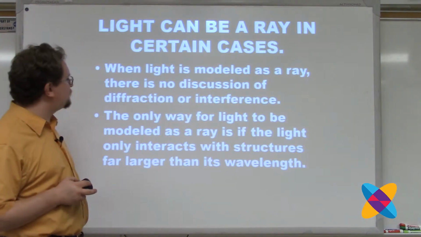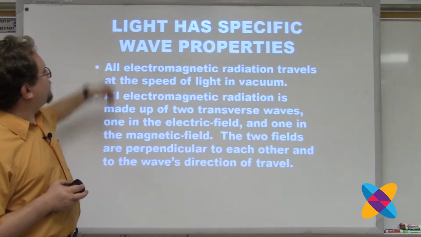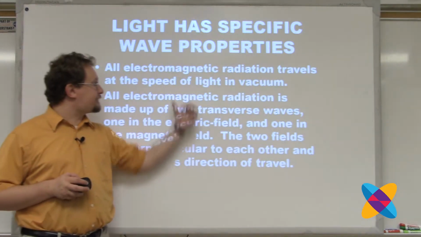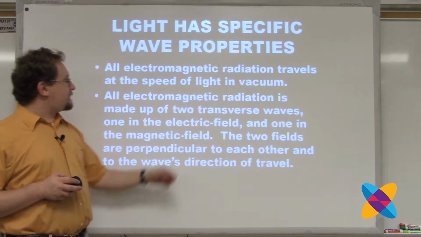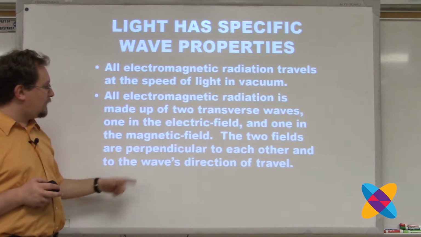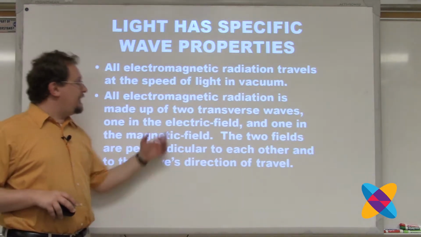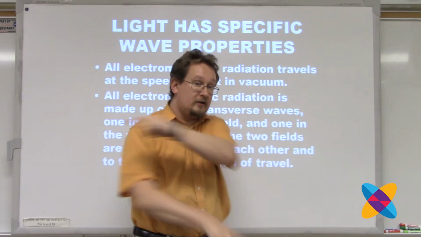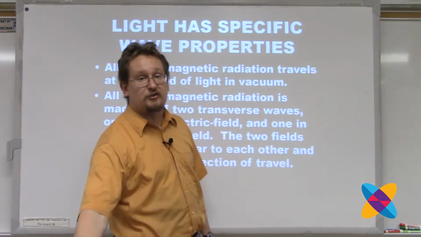Maybe 1,000 nanometers will do that. Light has very specific wave properties. Students need to know that light travels at the speed of light in vacuum, that light is made up of 2 transverse waves. One's an electric field wave, one's a magnetic field wave, and that the electric and magnetic field waves are both perpendicular to each other and perpendicular to the direction of travel.